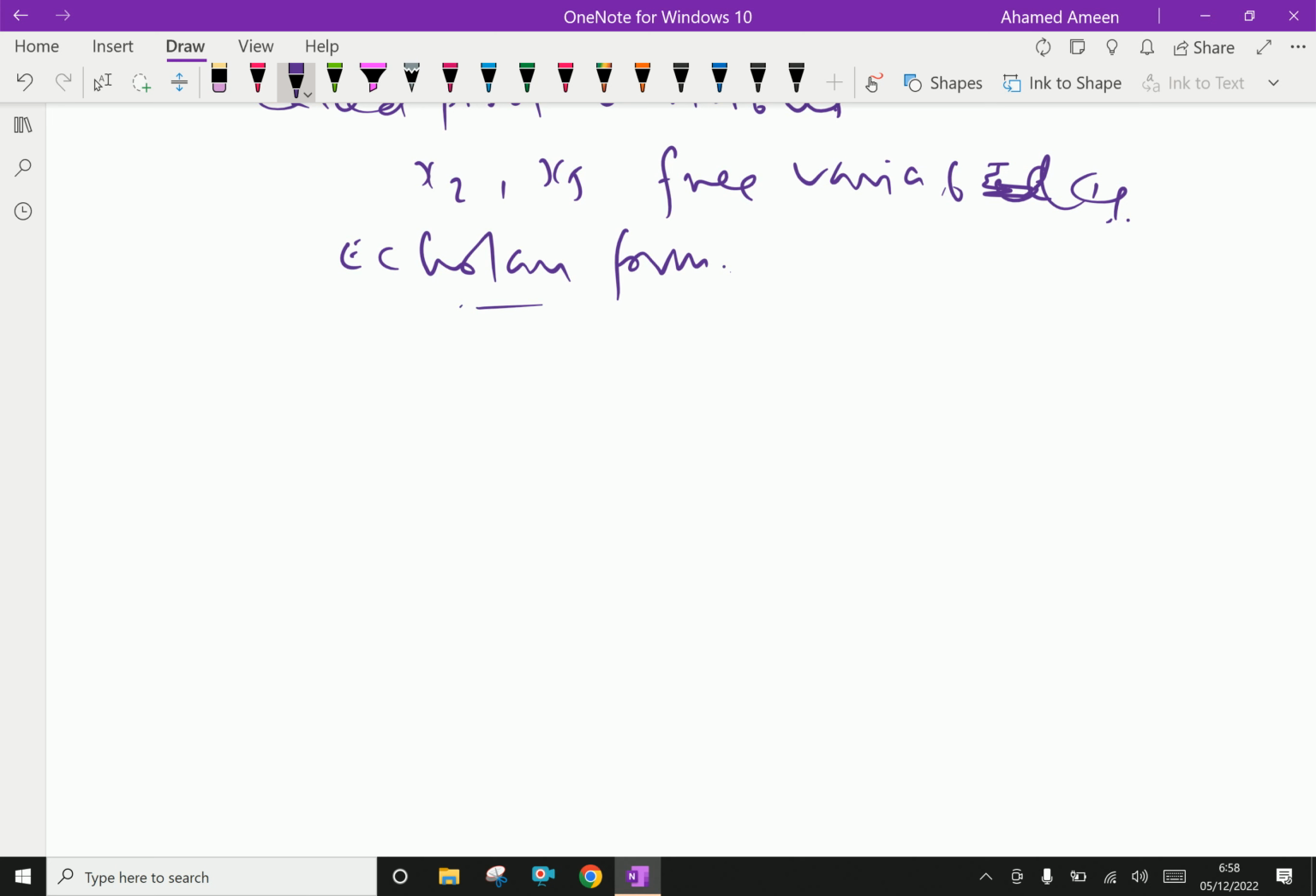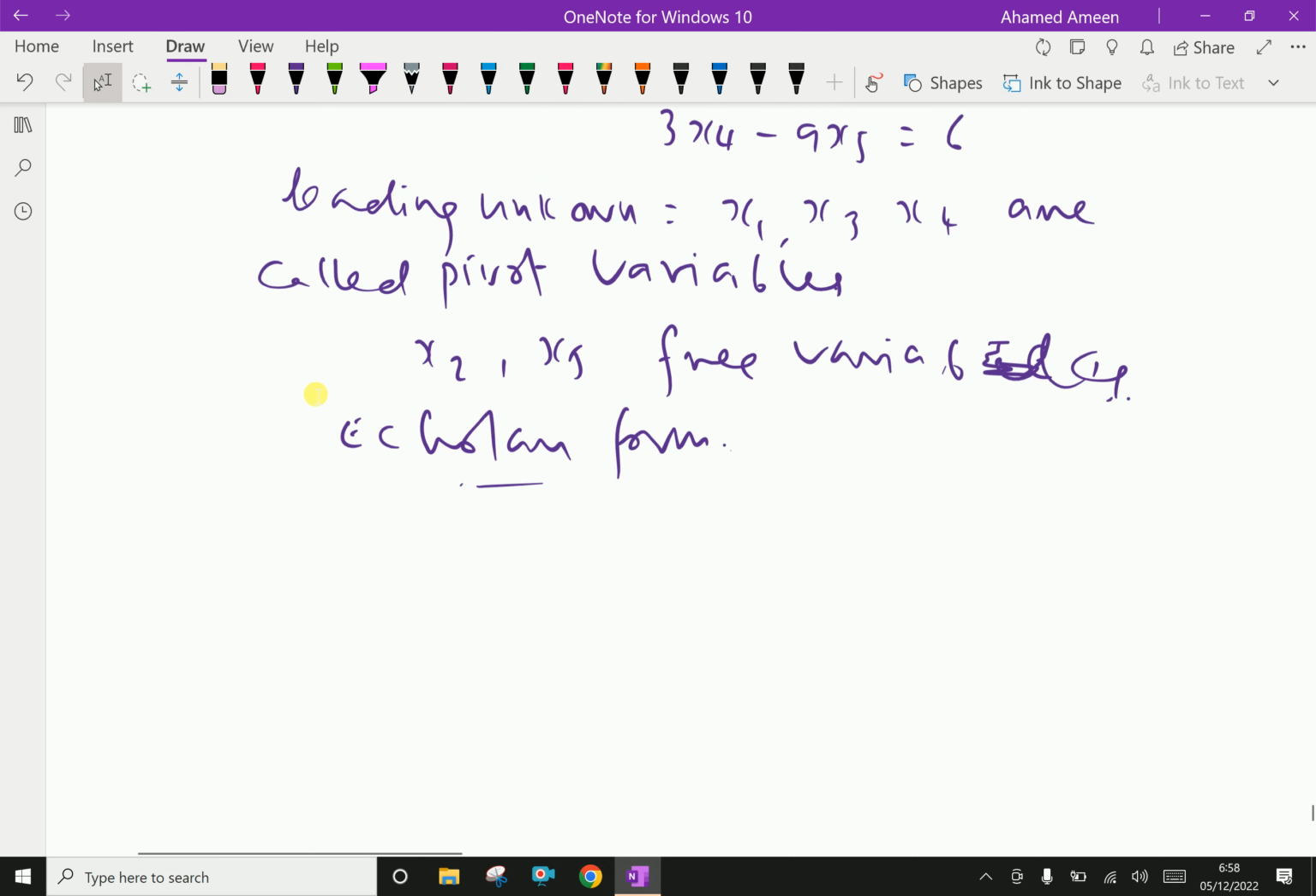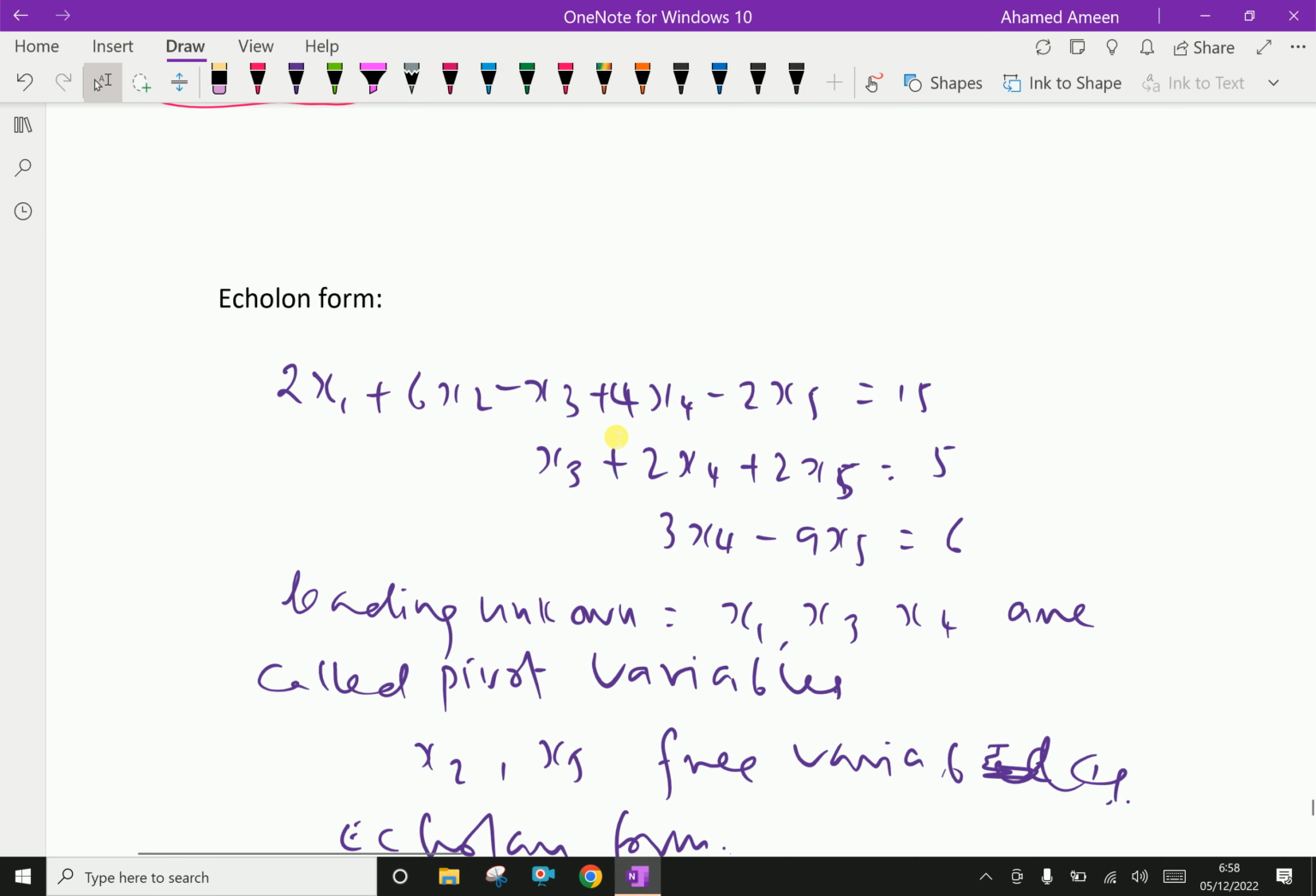The procedure of solving this system we'll do in later videos. Consider here the system of linear equations in this equivalent form. Here the number of variables is more than the number of equations: the number of variables is 5, the number of equations is only 3. But we can still solve this system by a procedure that will be discussed in later videos.